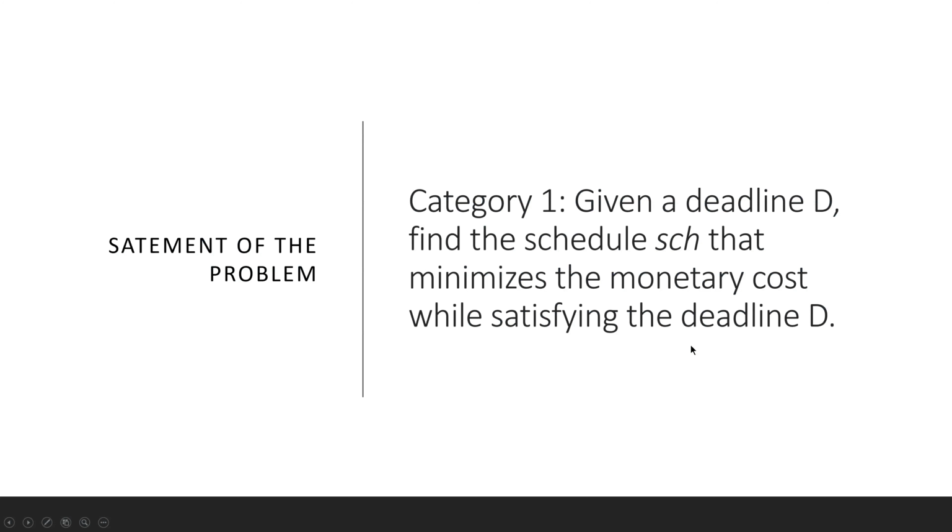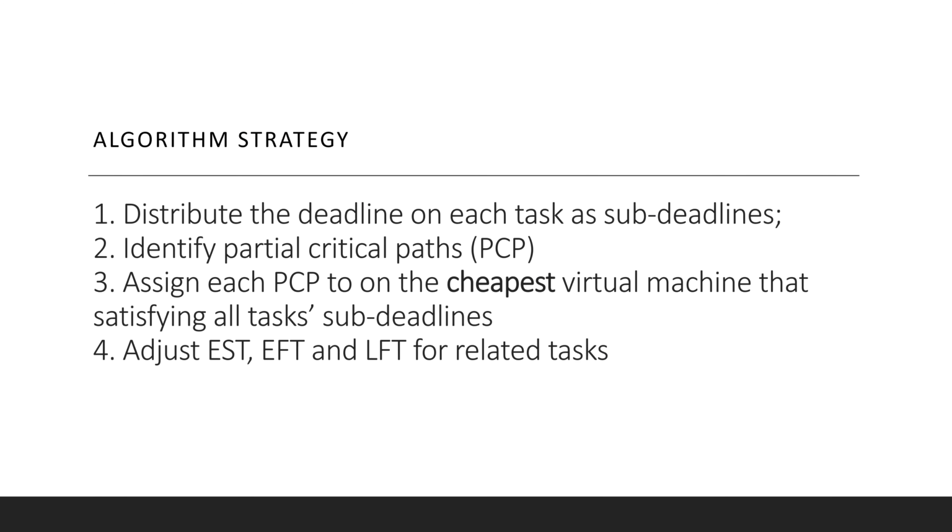This IC-PCP algorithm falls into category 1 of the scheduling algorithms, which is, given a deadline D, it will find the schedule that minimizes the monetary cost while satisfying the deadline D. And the strategy of this algorithm is also very simple but effective.